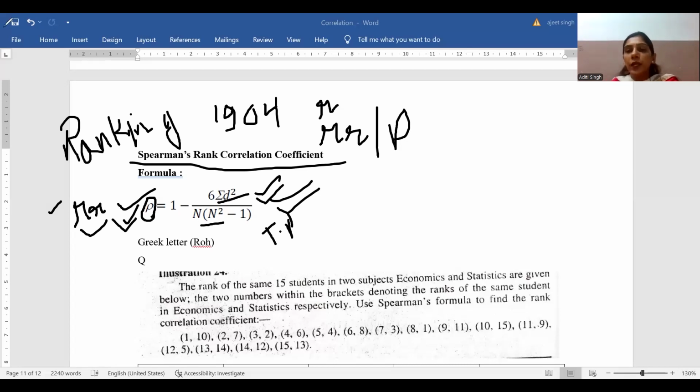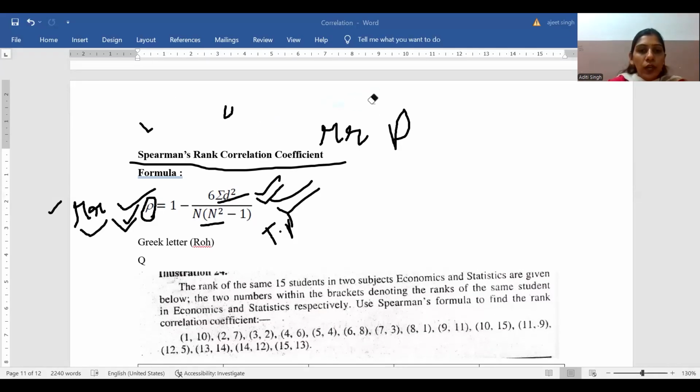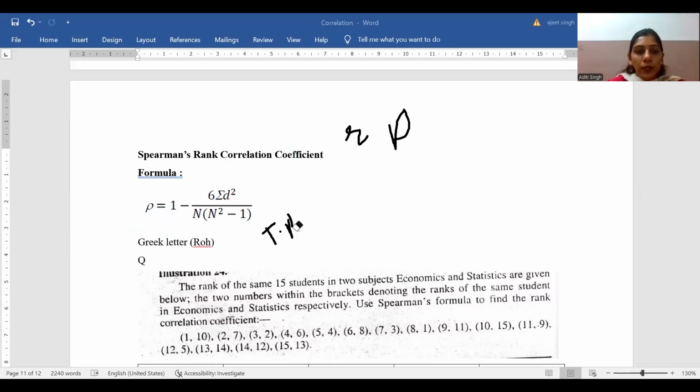Basically, the Spearman rank coefficient of correlation also comes within the limit of +1 and -1, as we have discussed in Karl Pearson's correlation also. So the value of correlation comes between +1 and -1. Now we will solve some questions of Spearman rank correlation, also called the ranking method.